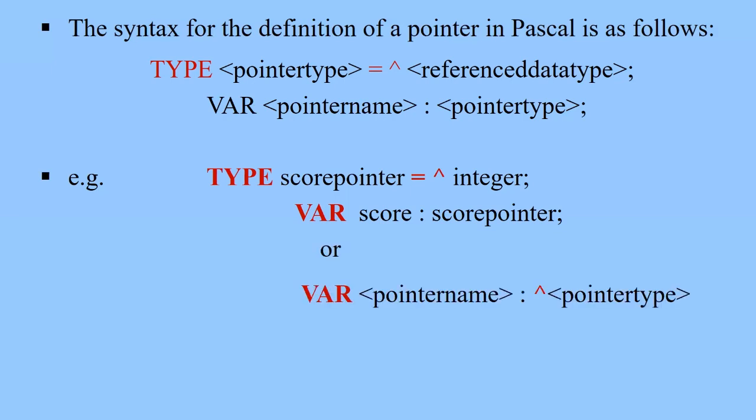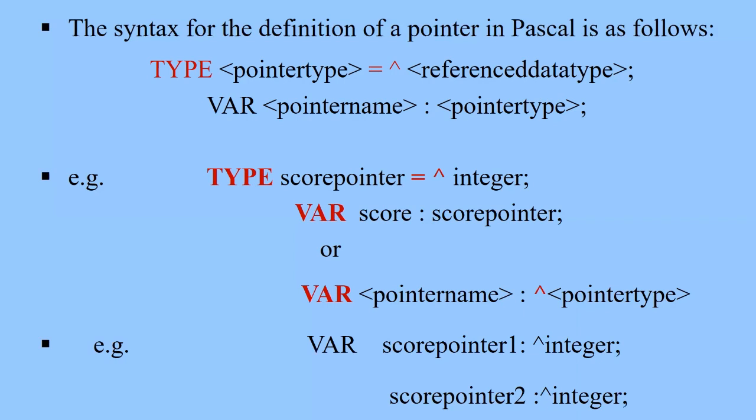Or we can have it as variable pointer name, then caret pointer type. For example, variable score pointer 1 is a pointer to integer. Or score pointer 2 is a pointer to integer.